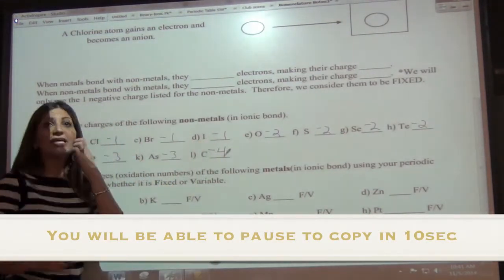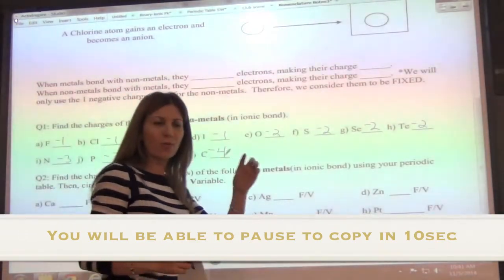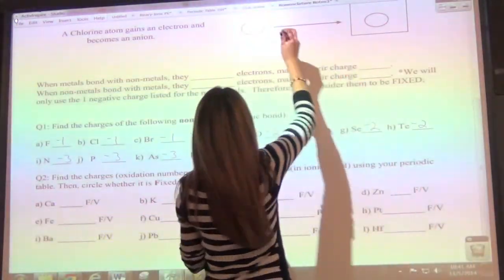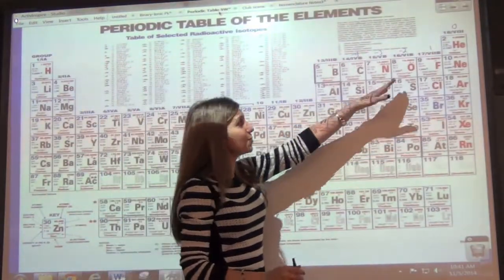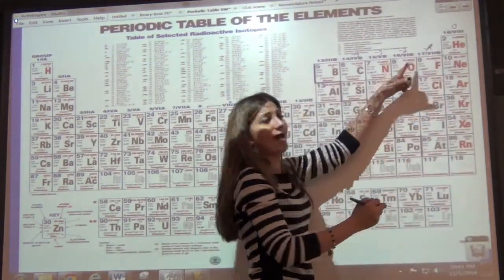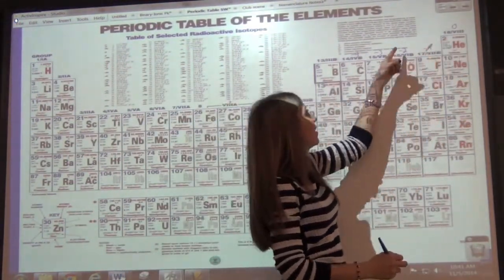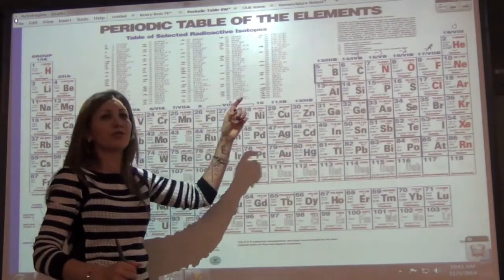Even though there's more than one number on there, we are going to take all of these to just be the fixed number that we wrote on top. So 0, -1, -2, -3, and -4 is what you're going to use on there.